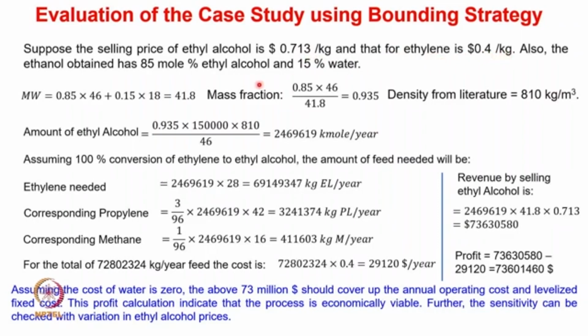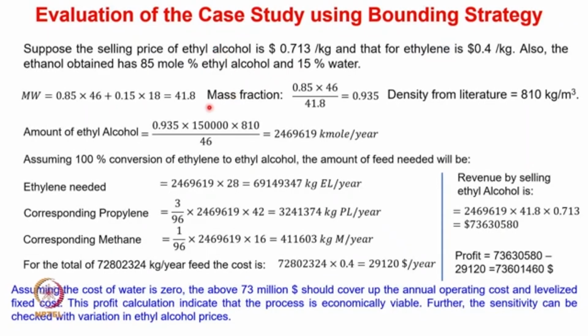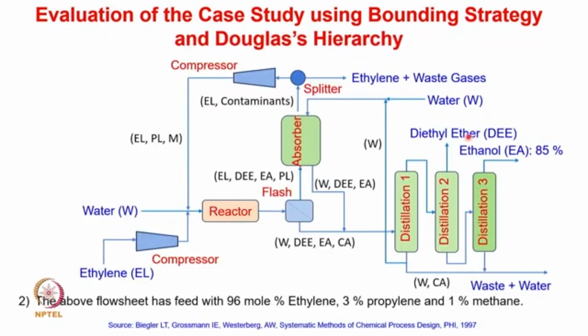$0.4 per kg. And also the ethanol obtained in this flow sheet, you can see that the ethanol product coming out from the last distillation column is actually 85% ethanol and 15% water. That is the azeotropic mixture of ethanol and water. So in this case, we can calculate the molecular weight of the product coming out from the distillation column. So 85% is the ethanol. So we can multiply 0.85 by 46, which is the molecular weight of ethanol, plus 0.15 into 18, that is the molecular weight of water. That gives us 41.8, which is the molecular weight of the product stream coming out from this last distillation column.